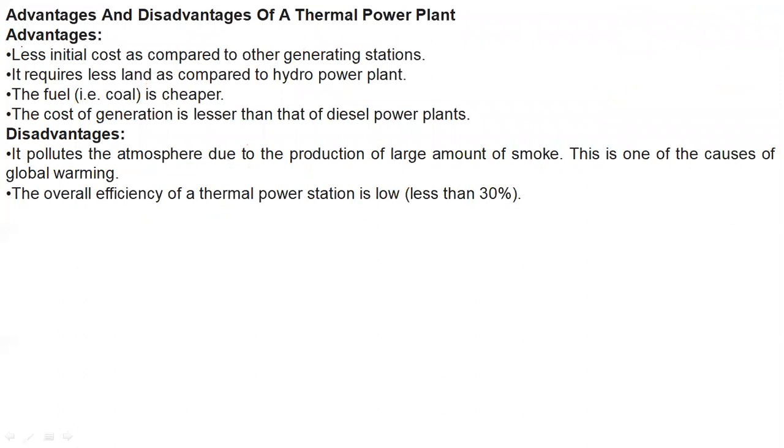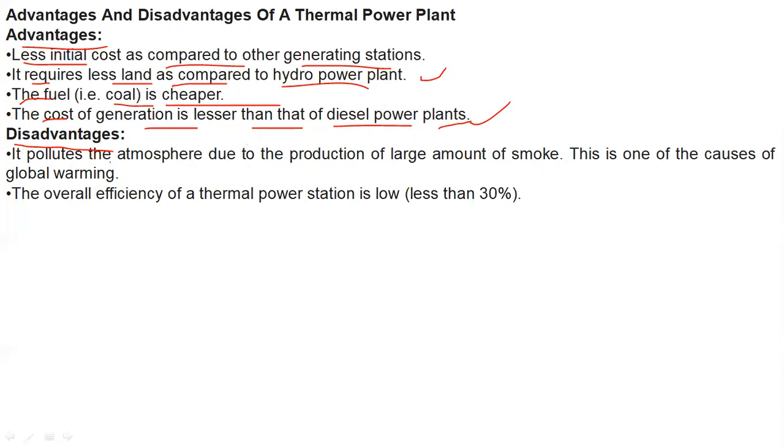Advantages and disadvantages of thermal power station. Advantages: less initial cost as compared to the other generating stations. It requires less land as compared to the hydropower plant. Hydropower plant requires very huge land. The fuel, that is the coal, is cheaper. The cost of generation is lesser than that of the diesel power plants.